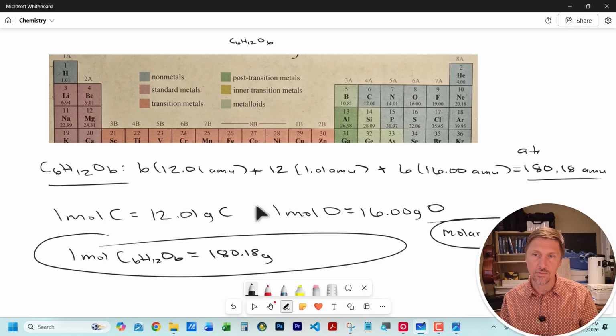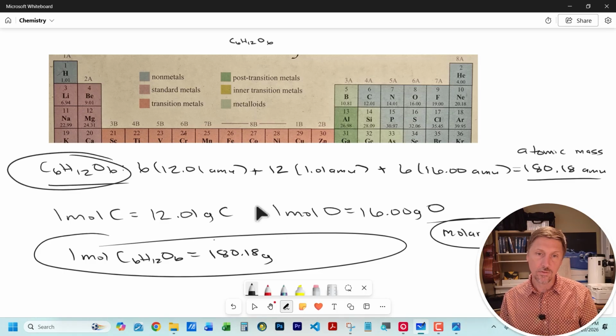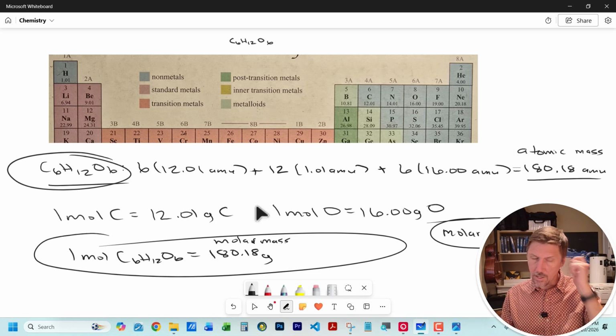This is the atomic mass of 1 glucose molecule, but the molar mass is this value right here, because it's the mass of 1 mole of glucose molecules. So make sure you know the distinction between atomic mass versus molar mass. Let's move on to example 7.2.